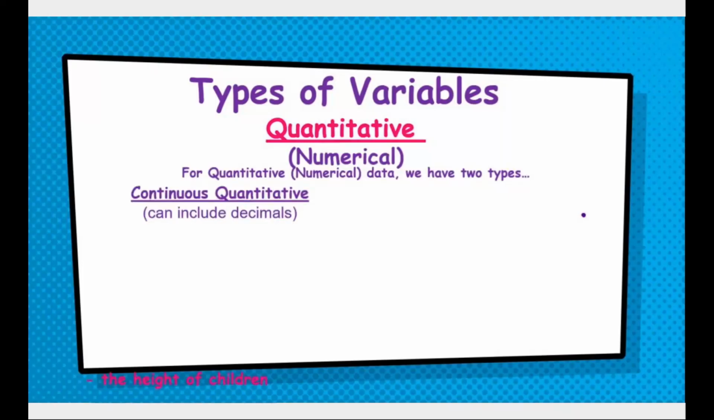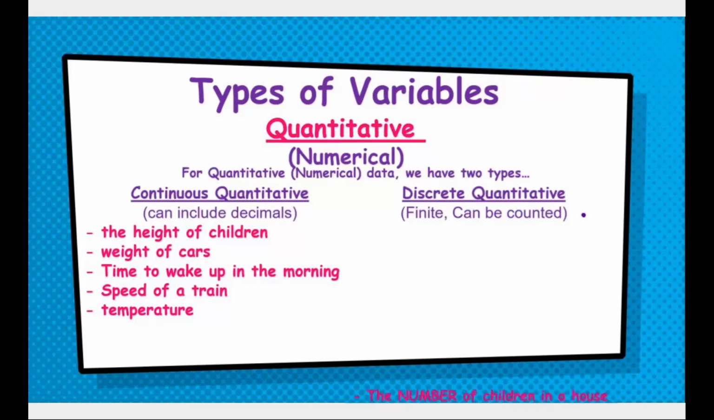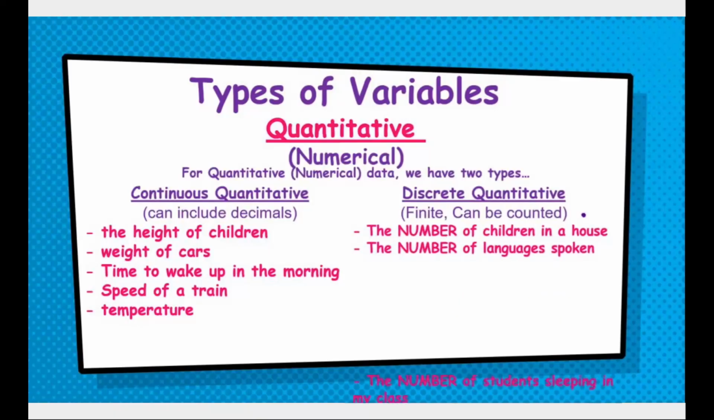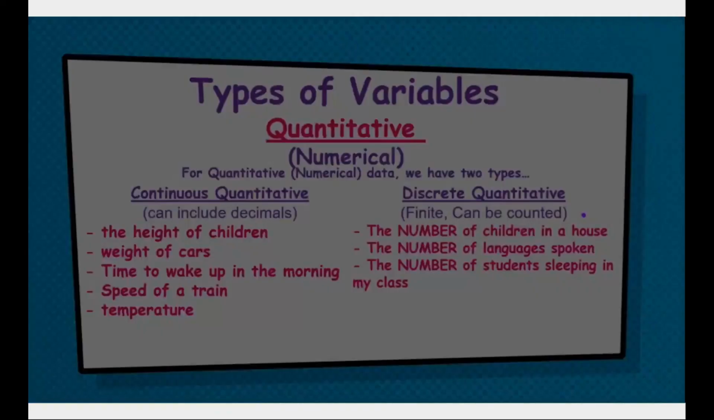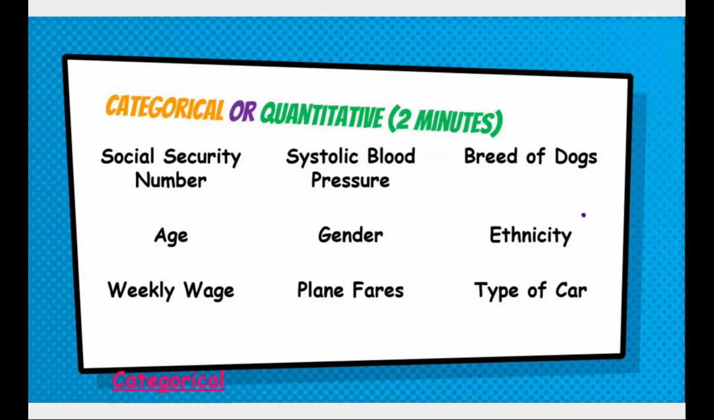Quantitative variables, the numerical ones, have two types within them, like subgroups, if you will. There's continuous quantitative, which would include decimals, things like the height of children, the weight of cars, the time you wake up in the morning. In other words, it's not just a whole number: speed of a train, temperature. And then you have discrete quantitative, which you can think of as something that can be counted. So the number of children in a house, the number of languages you speak, or the number of students sleeping in a class. Those would be considered quantitative. Categorical is going to be things like eye color, political party, and so on and so forth.